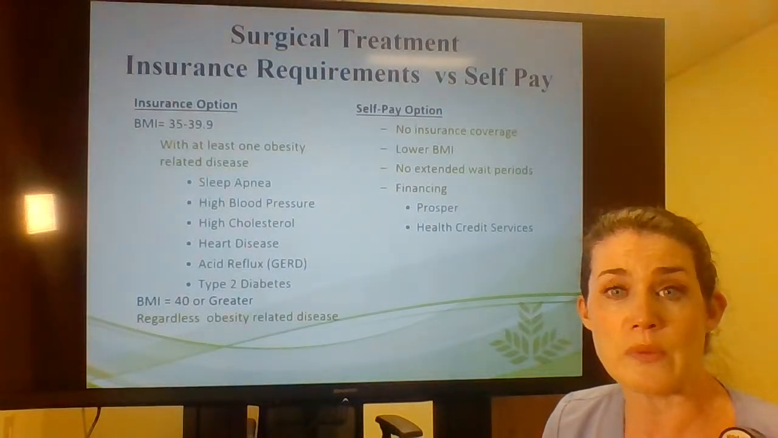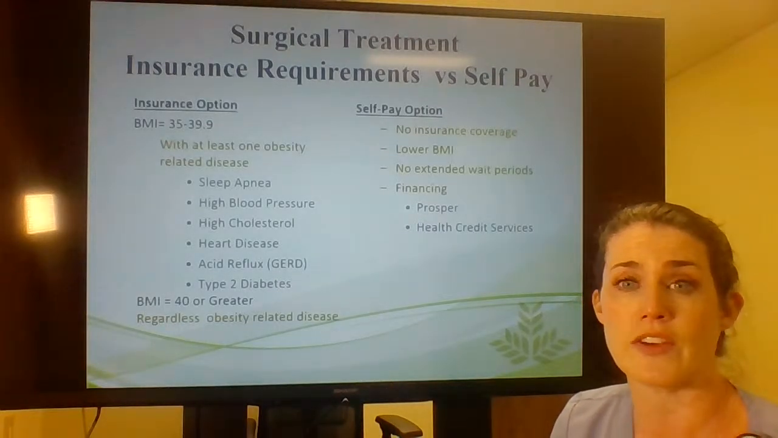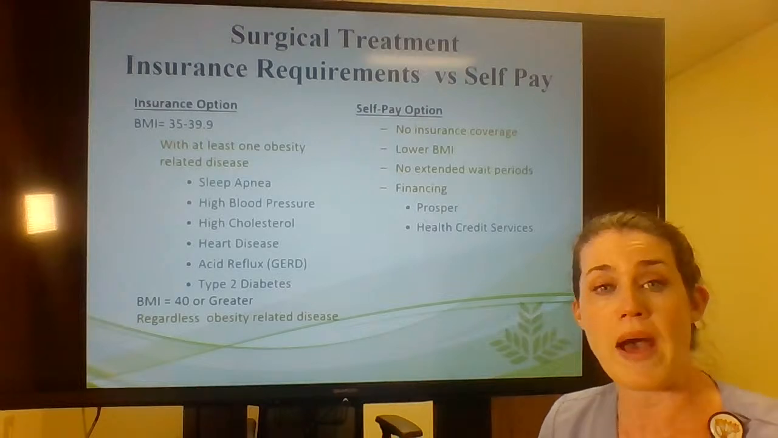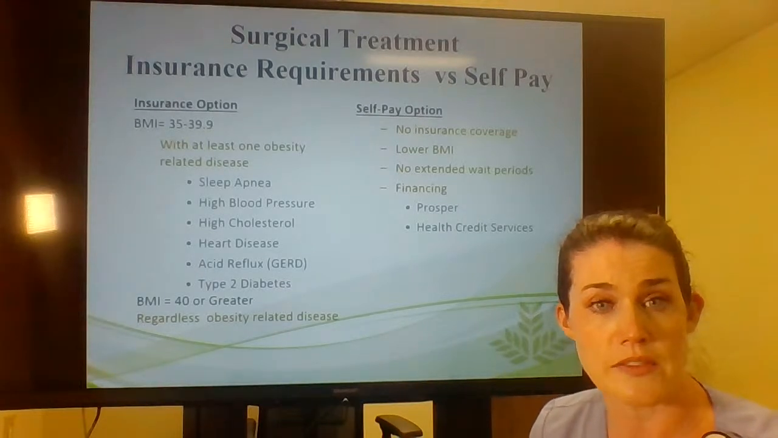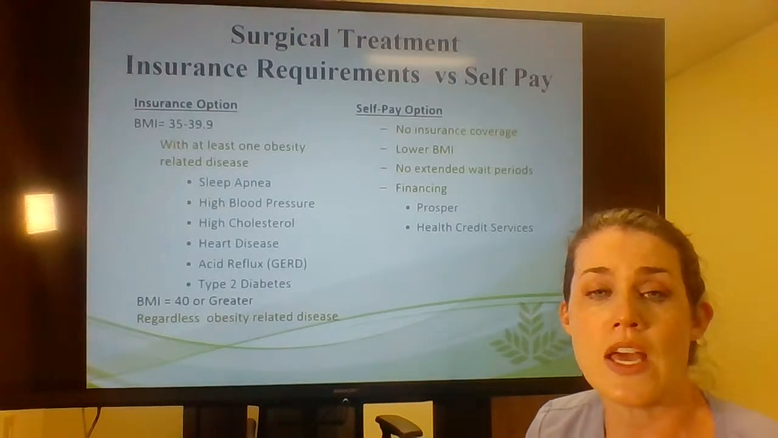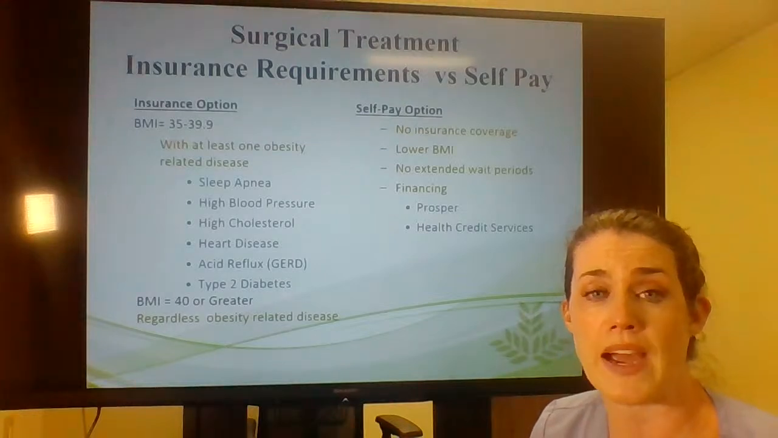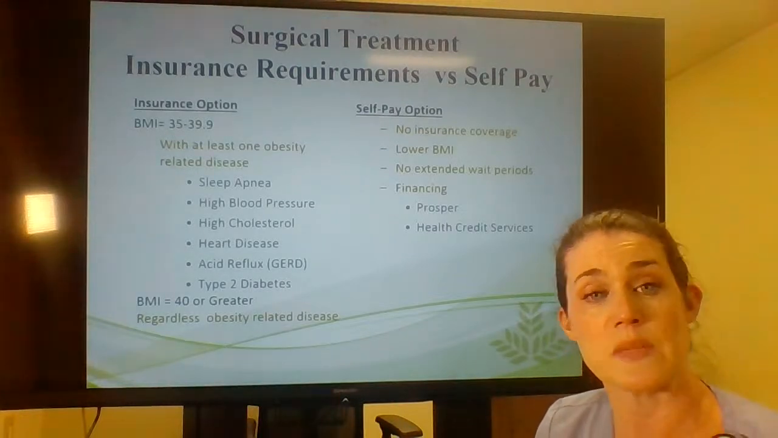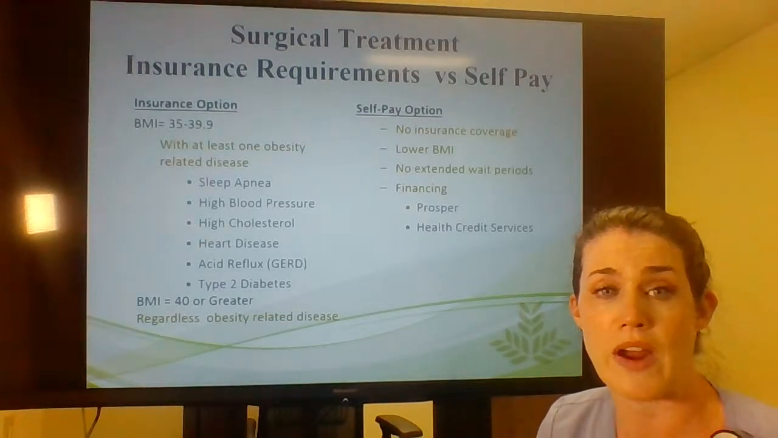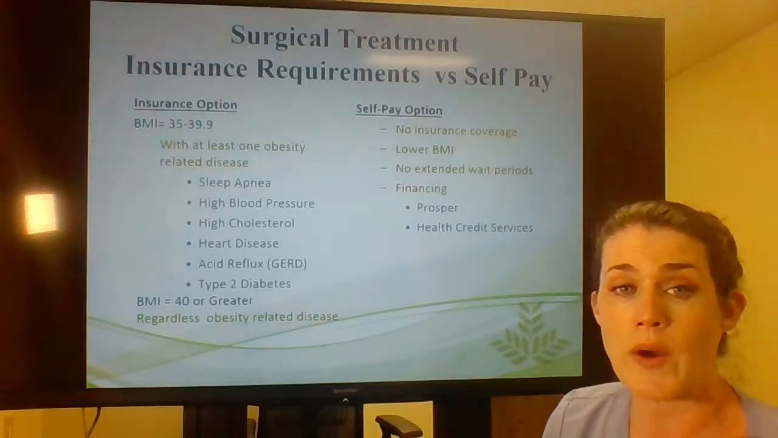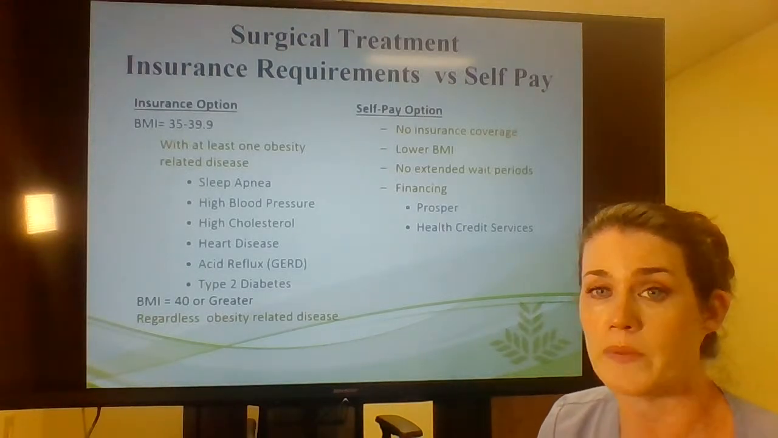So some things to know. Let's go ahead and discuss self-pay versus insurance. My hope is that you will have insurance coverage for weight loss surgery. You can know that by calling the number on the back of your insurance card and asking specifically if you have coverage for bariatric or weight loss surgery, or we're happy to check your benefits for you here.